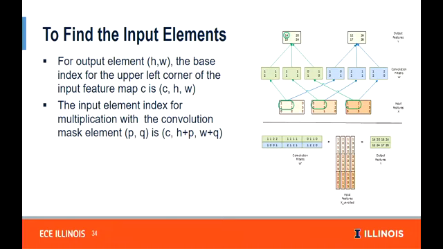When I assemble this unrolled matrix, I need to be able to say, for each of these unrolled matrix elements, where do I find the element in the input feature maps?